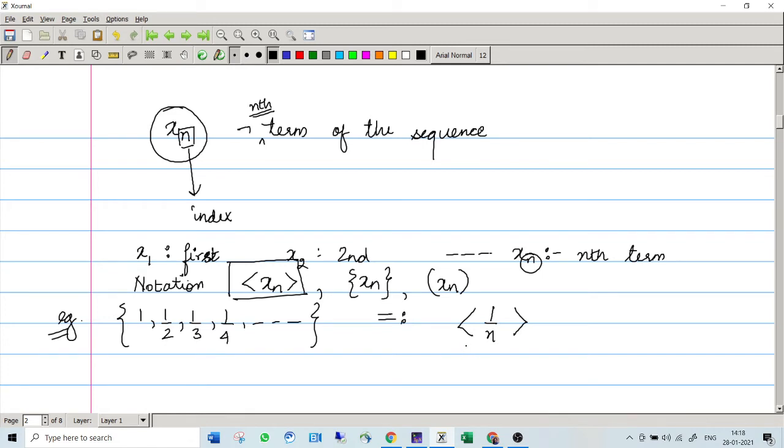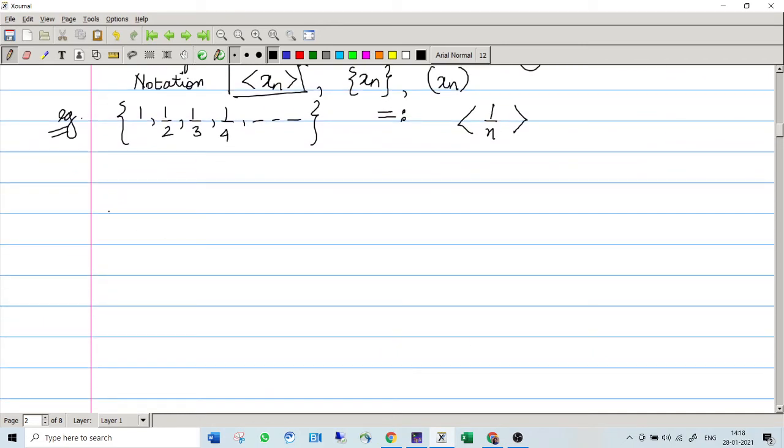Let us consider one more example. What sort of sequence will this look like? What will it be? 2, 4, 6, 8, 10, and so on. Right? So this is also a sequence because as n varies, you have different values in your real numbers. So this is one of the sequences.